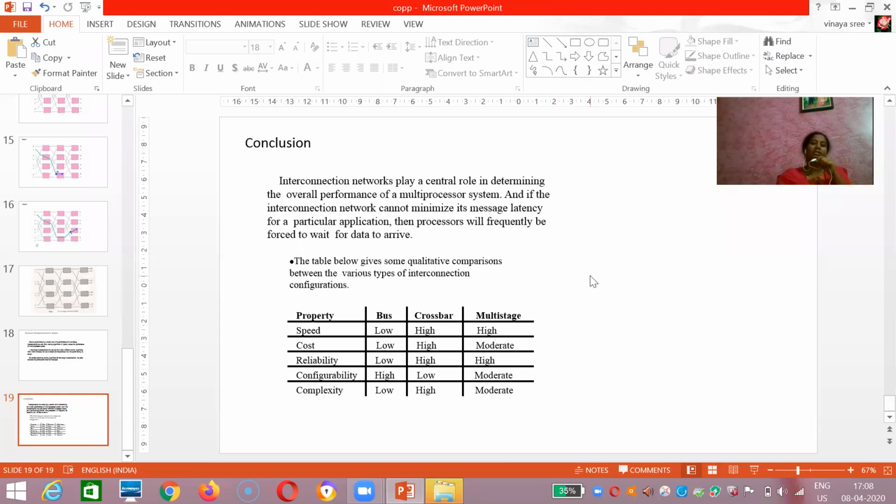Only one topic is left in unit 5, which is Flynn's classification, that we will discuss in tomorrow's class. In tomorrow's class I will definitely ask a few questions regarding today's topics. Okay, now I will end the session.